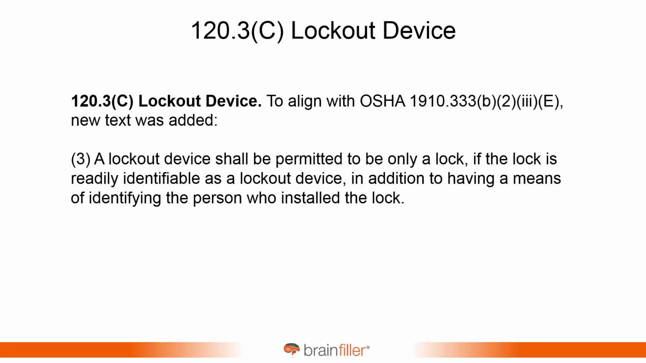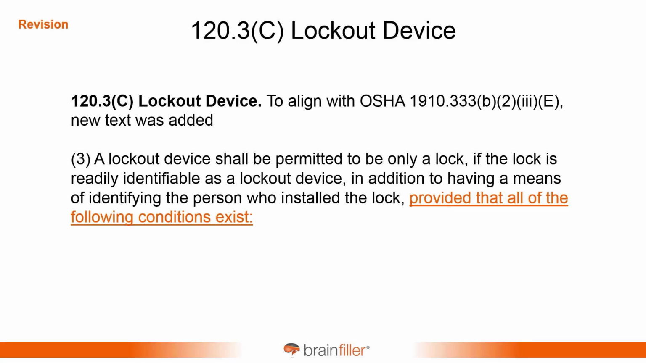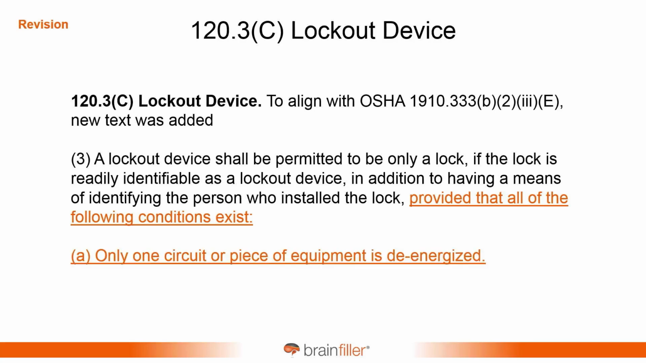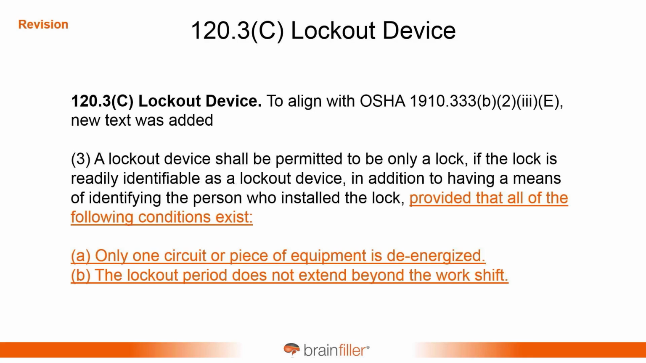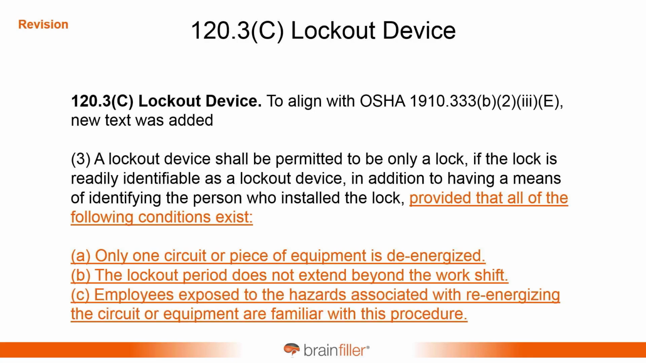So there was a change made here to align with OSHA, and this is about a lockout device shall be permitted to be only a lock if the lock is readily identifiable as a lockout device, in addition to having a means of identifying the person who installed the lock. And the addition to this language was provided that all the following conditions exist. Only one circuit or piece of equipment is de-energized. The lockout period does not extend beyond the work shift, and the employee exposed to the hazards associated with re-energizing the circuit or equipment are familiar with this procedure.